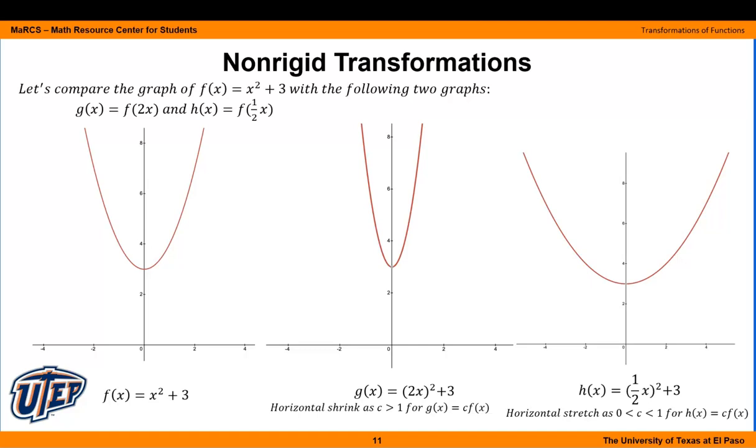The key takeaway is that when the number is inside, greater than 1, think shrink. Between 0 and 1, think stretch. Final rule to remember, outside the function is a vertical change, inside the function is a horizontal change, and they behave opposite. To summarize, transformations allow us to take a known graph and change its position or shape.